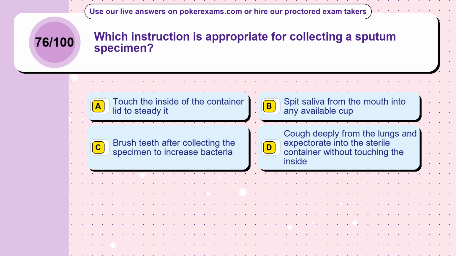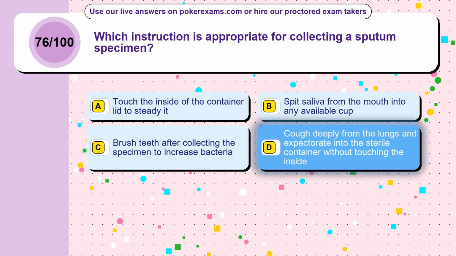Question 76. Which instruction is appropriate for collecting a sputum specimen? Option A. Touch the inside of the container lid to steady it. Option B. Spit saliva from the mouth into any available cup. Option C. Brush teeth after collecting the specimen to increase bacteria. Option D. Cough deeply from the lungs and expectorate into the sterile container without touching the inside. The correct answer is option D.